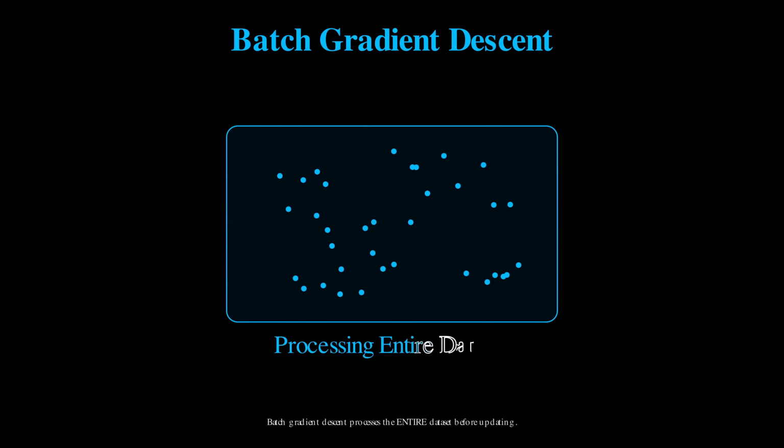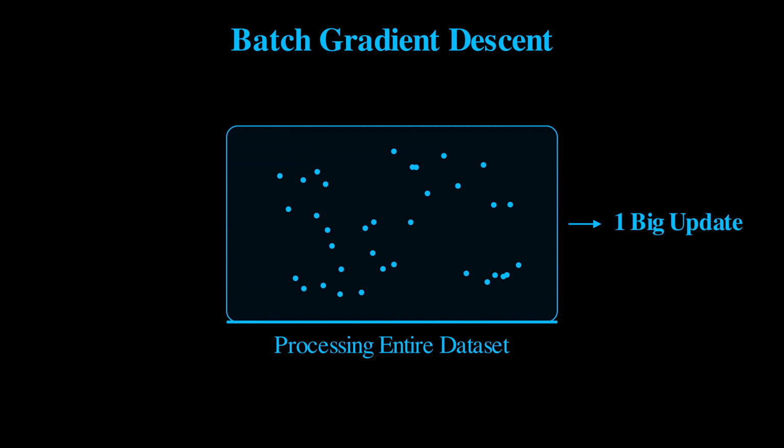Batch gradient descent processes the entire dataset before updating. The algorithm first examines every training example. Only after processing everything does it update the model. This approach is stable but can become slow for massive datasets.